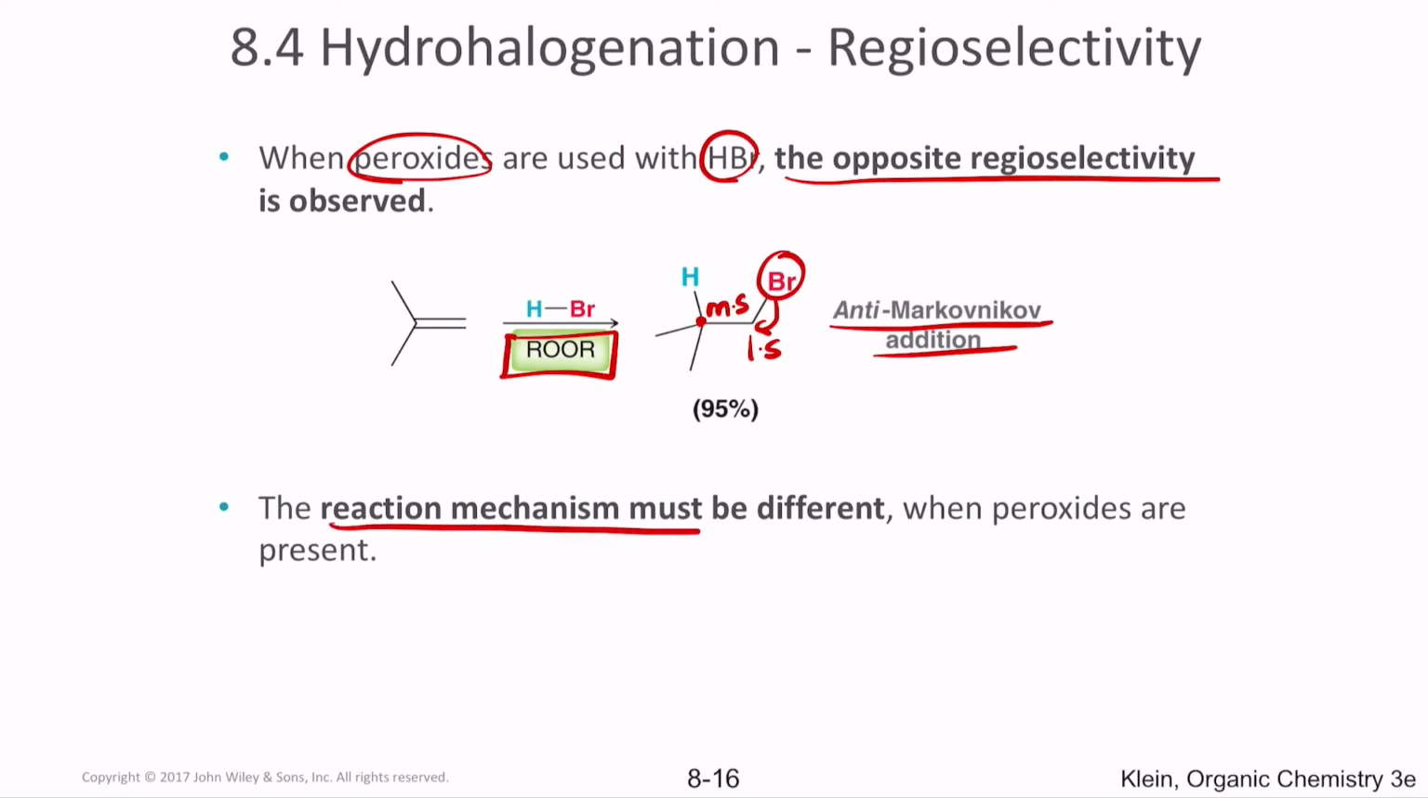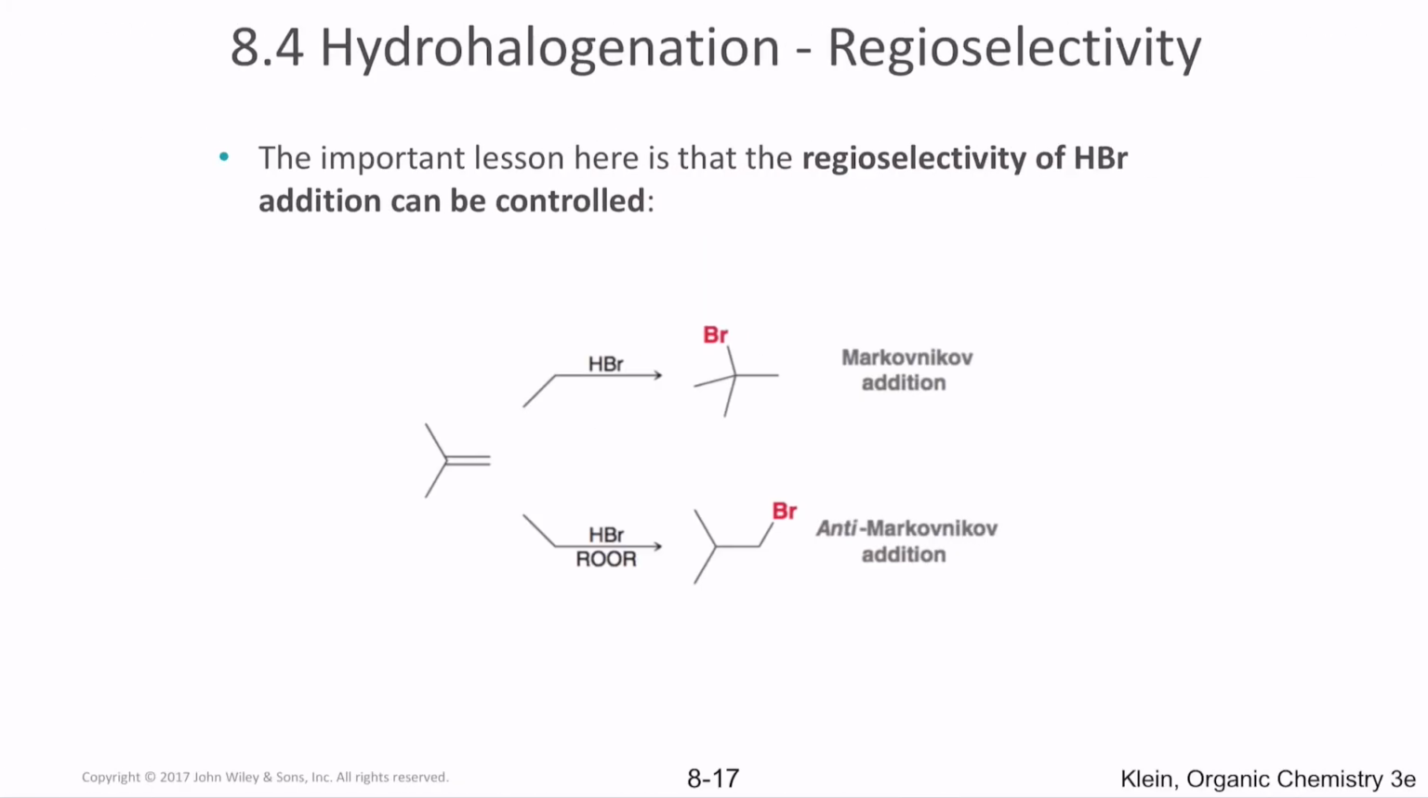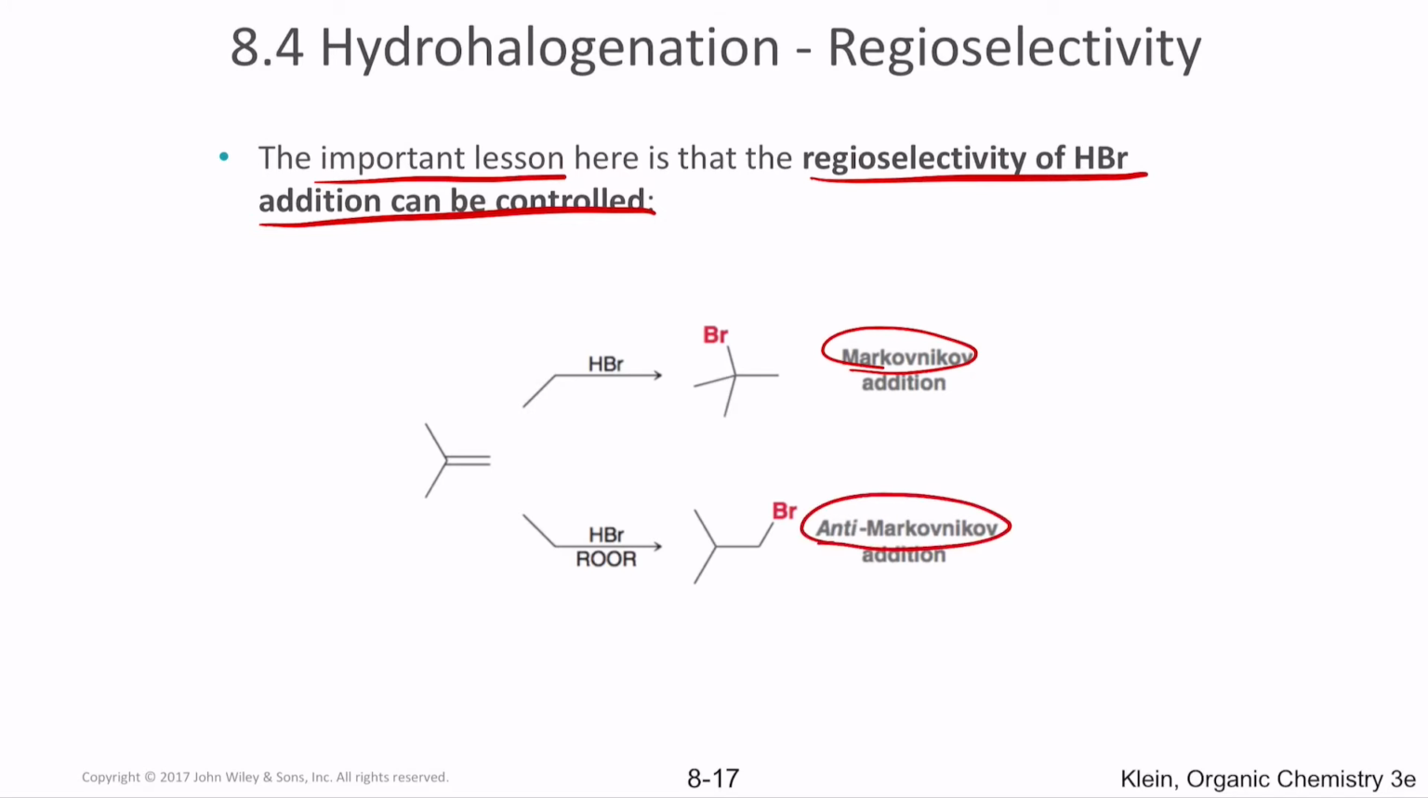Now the reaction mechanism must be different when you have peroxides present here. The important lesson to learn is that the regioselectivity of the hydrohalogenation can be controlled, and this controlled hydrohalogenation involves either Markovnikov addition or anti-Markovnikov addition depending on the presence or absence of peroxide. In presence of peroxide we have anti-Markovnikov addition. In the absence of peroxide we have Markovnikov addition.